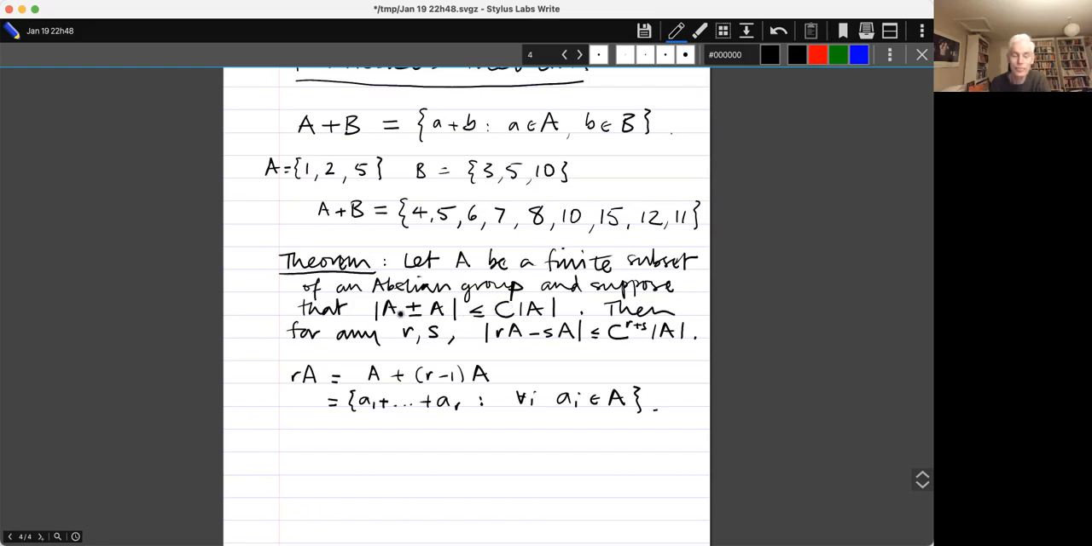what we've got here is that we can think of it informally as saying that if either the sumset or the difference set is not too large, then when you take some sort of iterated sumset and difference set, that won't be too large either. That's what Plünnecke's theorem says.